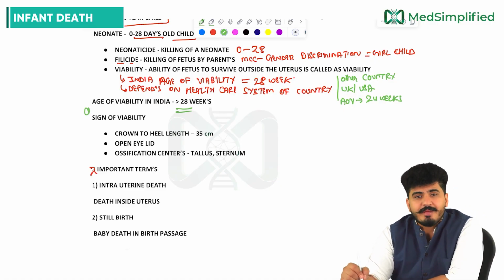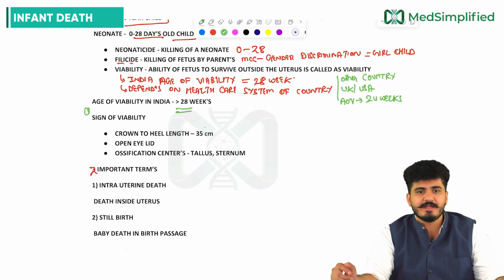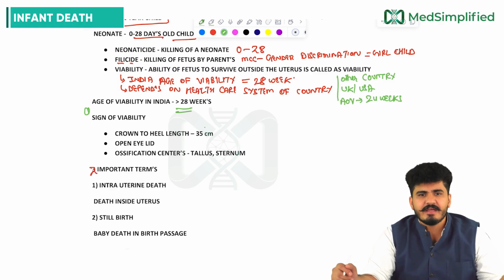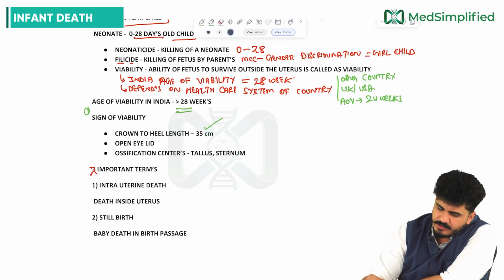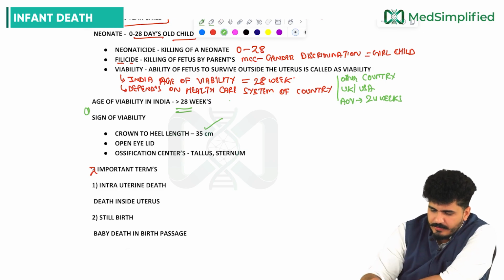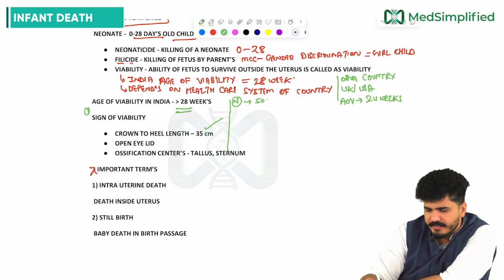Now, signs of viability. How will we come to know whether the baby is viable or not? There will be the crown to heel length. Crown heel length should be at least 35 centimeters. Now I'll ask you, what is the normal height of a baby at the time of birth? That is 50 centimeters.